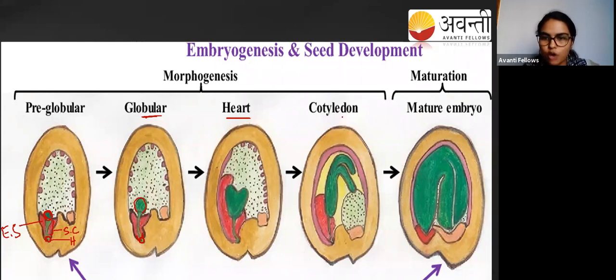Now here you can see cotyledons are very prominent. You can call this a torpedo shaped or horseshoe shaped embryo. Okay. So after this, what are the pores? Where are the pores, beta?